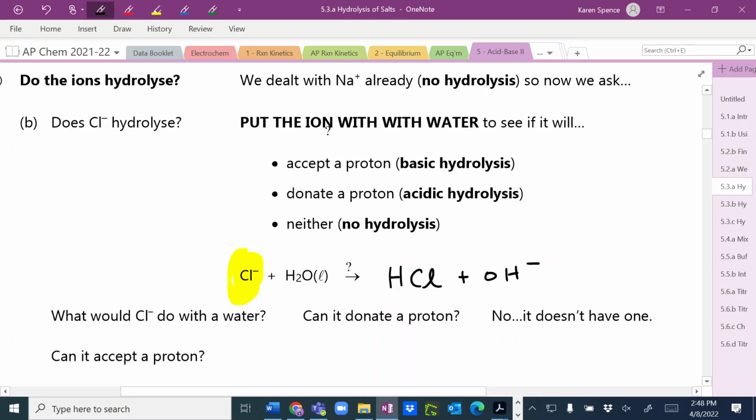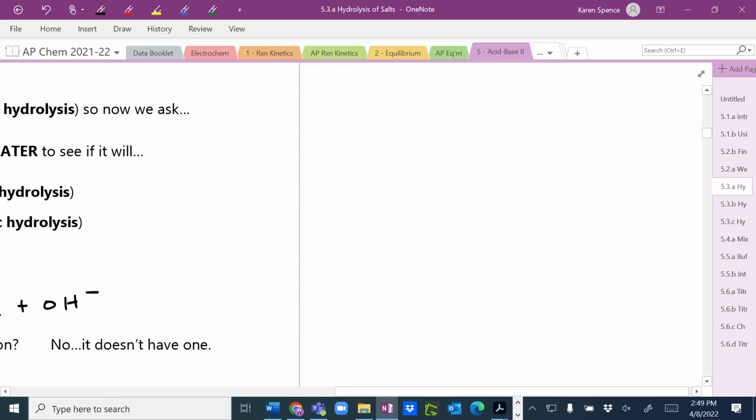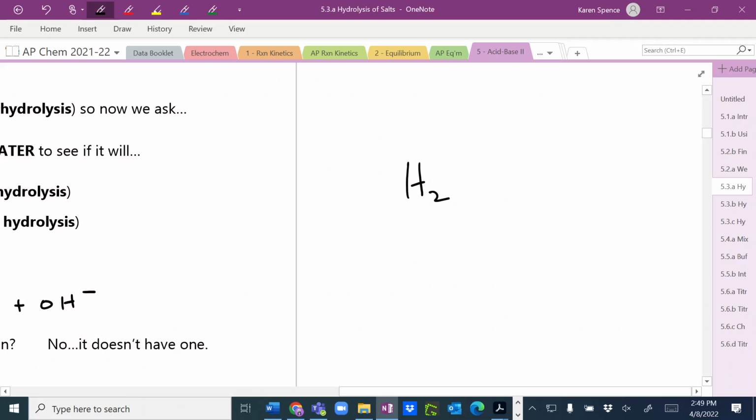Did I hear a no, no, no, no, no? You cannot make a strong acid. You take H2, neutral, and combine it with Cl2, neutral, in a synthesis reaction, and you end up with molecular HCl gas. Yeah?